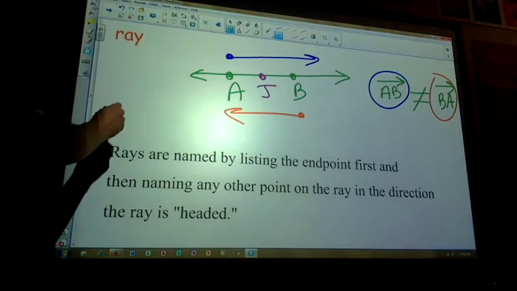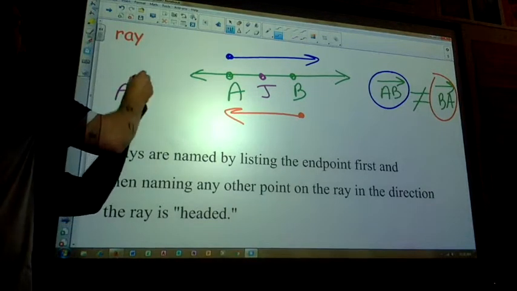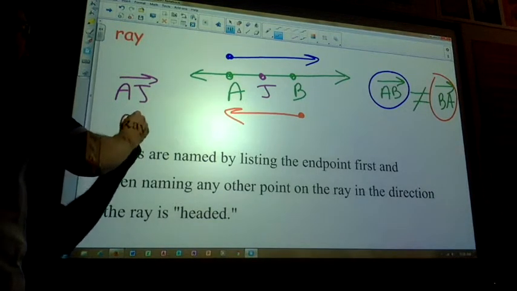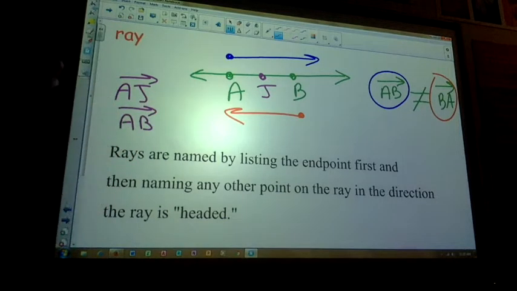So if I were to say ray AJ and ray AB, being that A, J, and B are all collinear, meaning they're lying on the same line, being that both start at A, J will obviously incorporate going through B, and B will also, if I continue in that direction, incorporate J. So rays are named by listing the endpoint first, then naming any other point in the ray in the direction that the ray is headed.